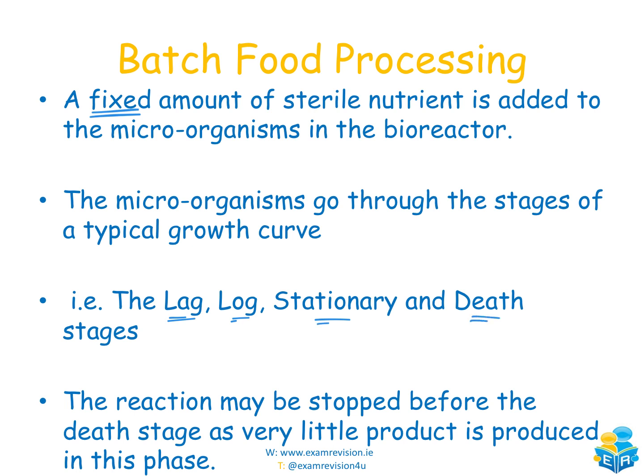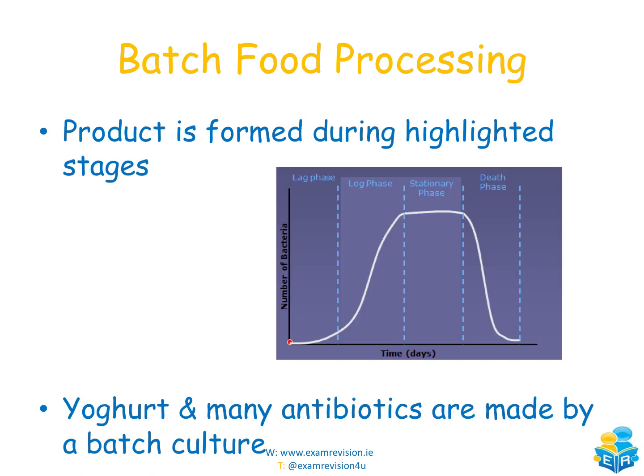But usually the reaction might be stopped before the death phase because very little product is actually going to be formed because the bacteria are all dying off. Now, in the log phase, bacteria are reproducing rapidly. There's lots of bacteria there, as is the case for the stationary phase as well. So the majority of the product would generally be formed between the log phase and the stationary phase, but there would be some product also formed in the lag phase and the death phase. It's just not going to be as much. So the product is formed during the highlighted stages. It can be little bits of it in the lag phase and death phase as well, but it's mostly during the log and the stationary phase.